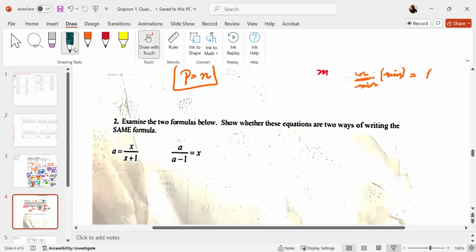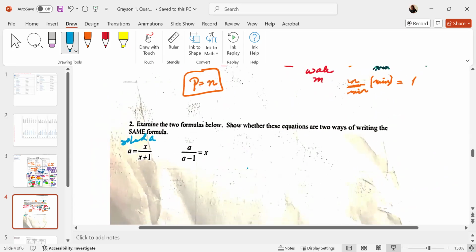Examine the two formulas below. Read it, please. Show whether these equations are two ways of writing the same formula. Okay, so this one is solved for A, correct? So if I want to see if it's the same, I will also need to solve for A, right? This is over A minus 1, correct? So let's first cross multiply. A times 1 is A, X times A minus 1 is X times A minus 1, right?